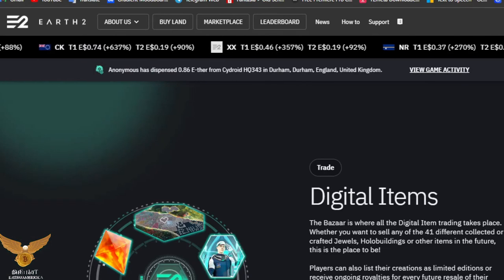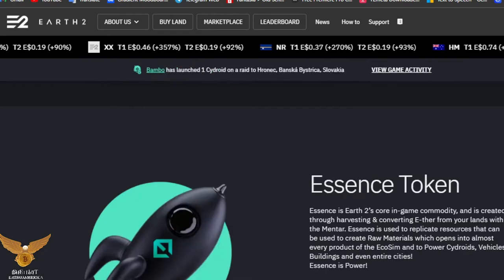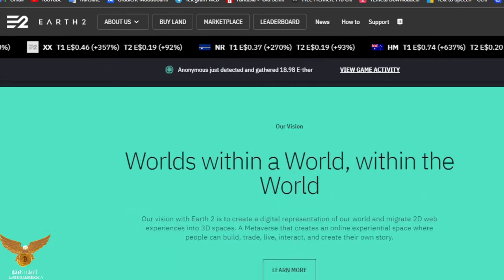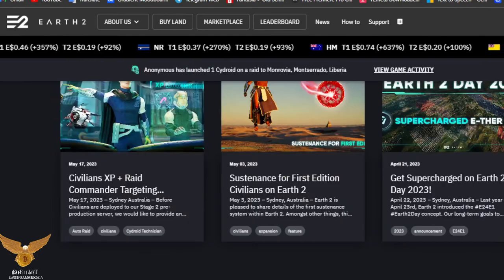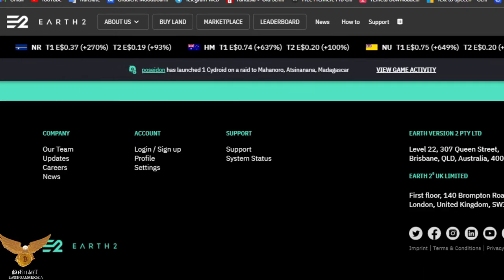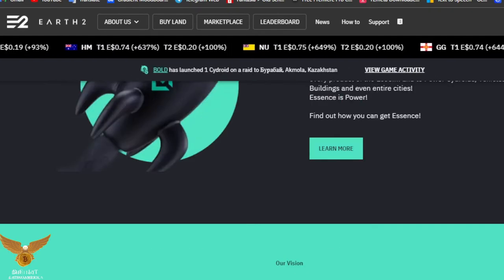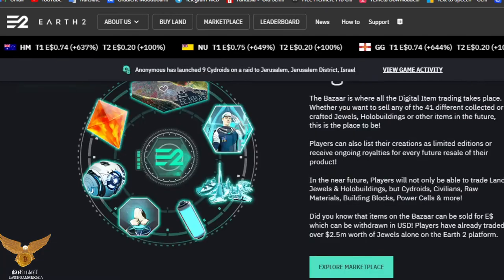One, investment risk. EARTH2 involves the purchase and sale of digital land parcels using its internal currency, the Earth Token. As with any investment, there is a risk that the value of the land parcels and token may fluctuate significantly. There may be a lack of liquidity or insufficient demand affecting the value of digital assets.